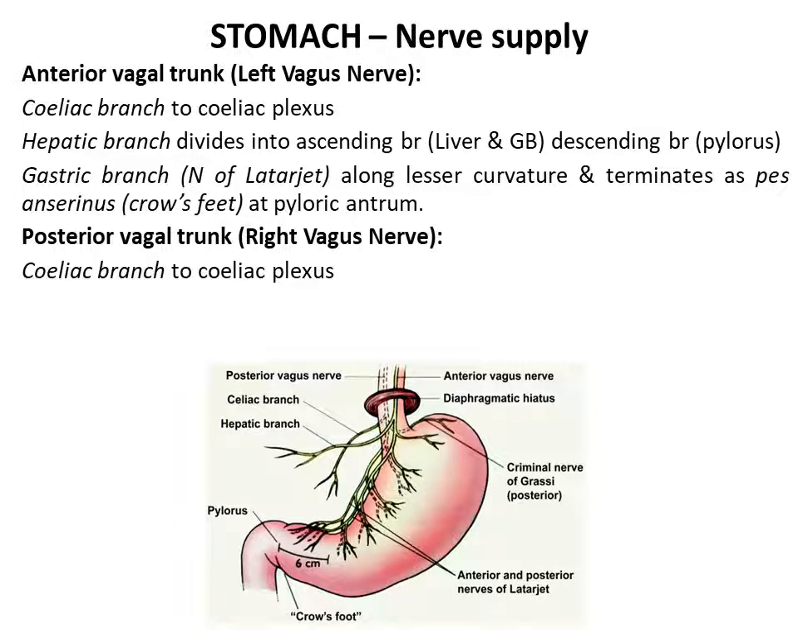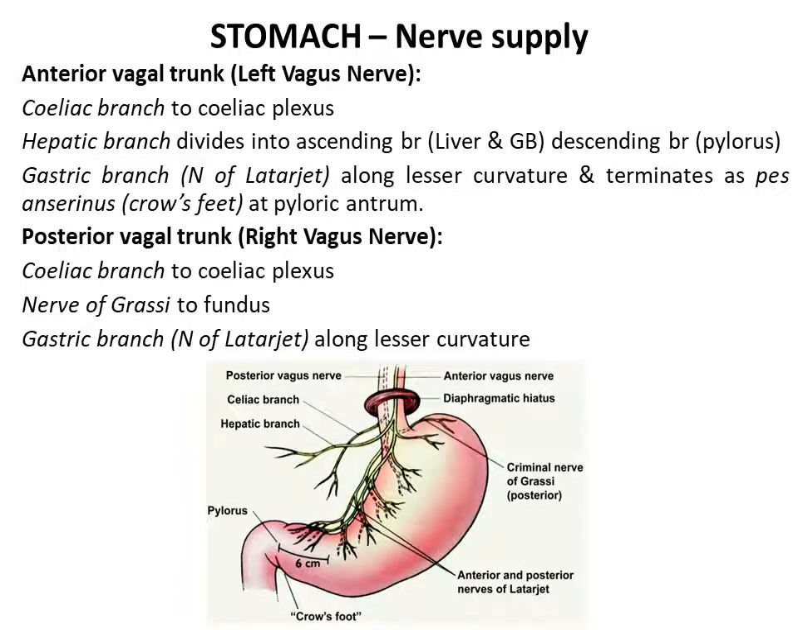The posterior vagal trunk, which is derived from the right vagus nerve, also gives a celiac branch to the celiac plexus, a nerve to Grassi, which arises at the gastroesophageal junction and supplies the fundus, and a gastric branch or the nerve of Latarjet, which follows the same course as the anterior vagal trunk, that is, runs along the lesser curvature and ends by supplying the pyloric antrum.